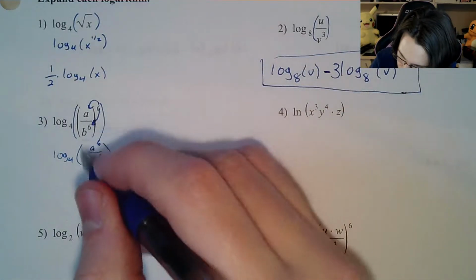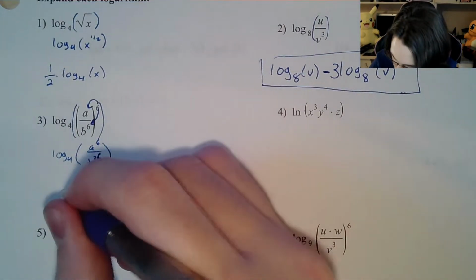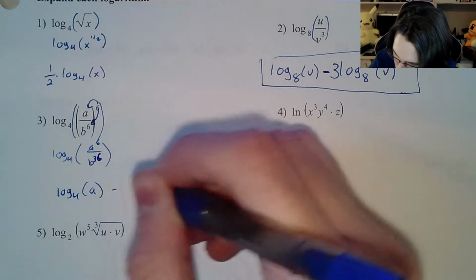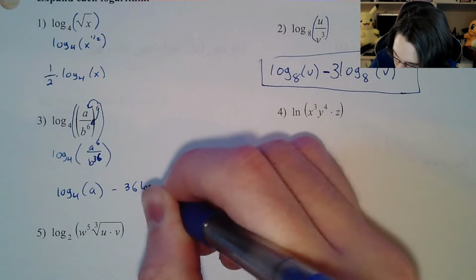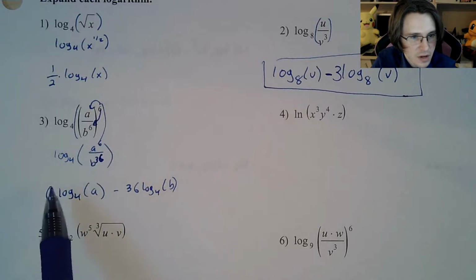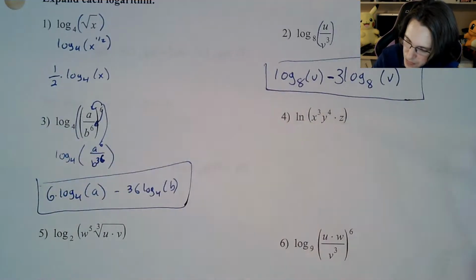After you've done that, that's when we go to this kind of step. So we have two different logs. We have a log base 4 with that letter A. We are subtracting a 36 log base 4 with the letter B. Don't forget the 6 in front for the A. So again, that 6 came down in front. The 36 went there. All good.